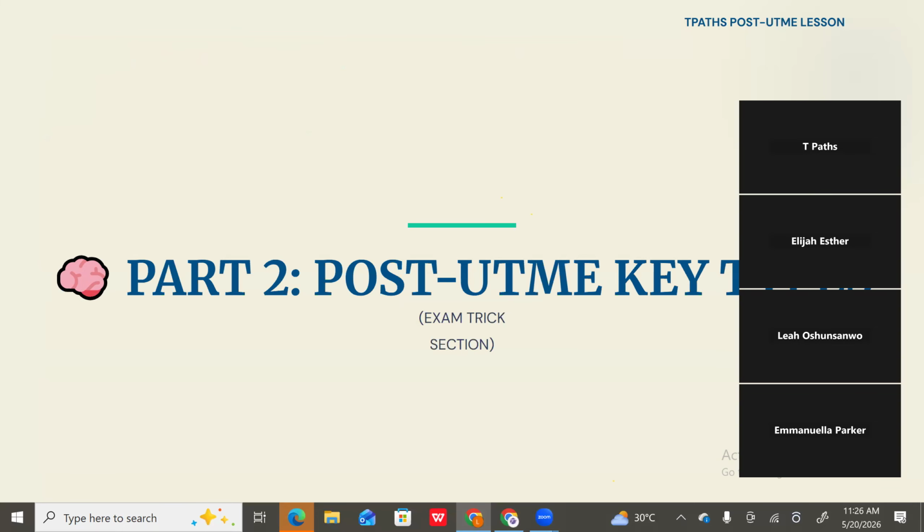Okay, so let's look at the Unilag post-UTME trap. Unilag almost always uses the exact same four options for this question: time, place, manner, condition. So let's look at the secret triggers for each one.